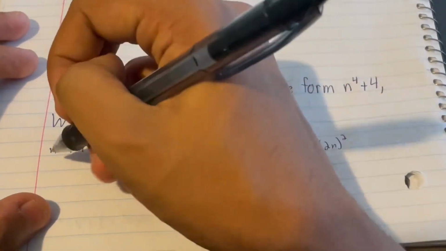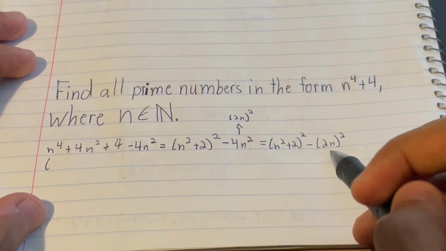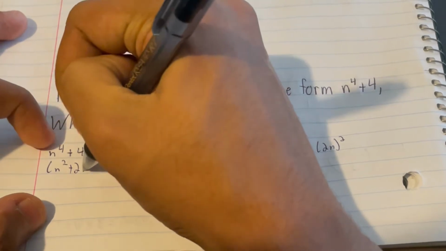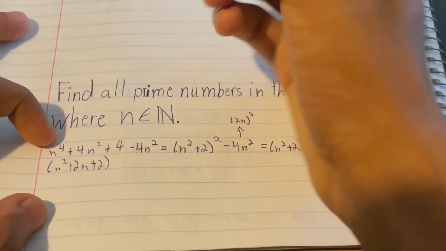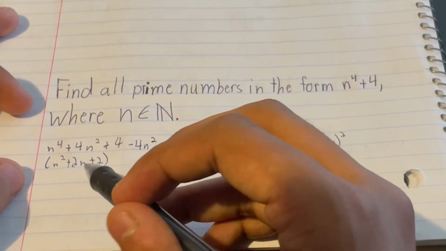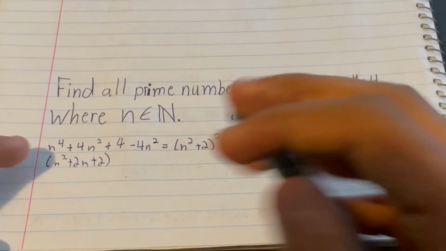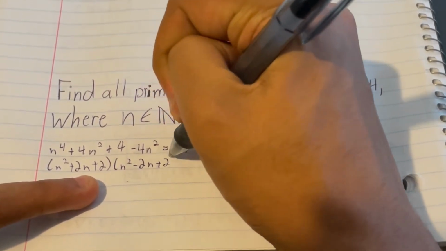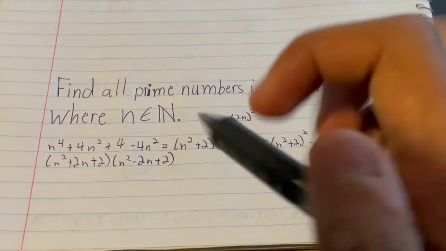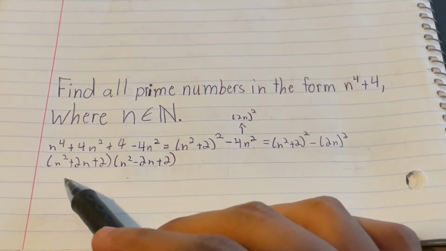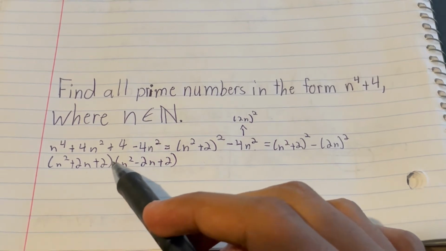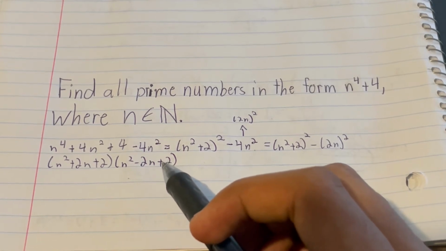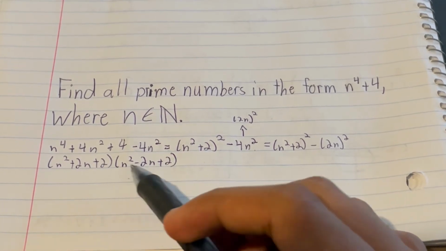So let's rewrite this: in this case, a is n squared plus 2 and b is 2n. So a plus b would be n squared plus 2n plus 2. I just wrote the 2n in the middle of n squared and 2 to make it look more like a normal polynomial. And then a minus b is n squared minus 2n plus 2. So just like that, we factored n to the fourth plus 4 into n squared plus 2n plus 2 times n squared minus 2n plus 2. So what help do we have now? What benefit is this to us?